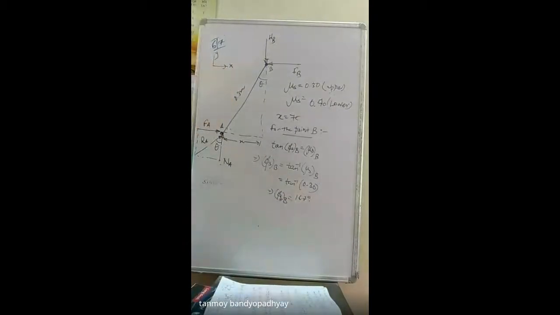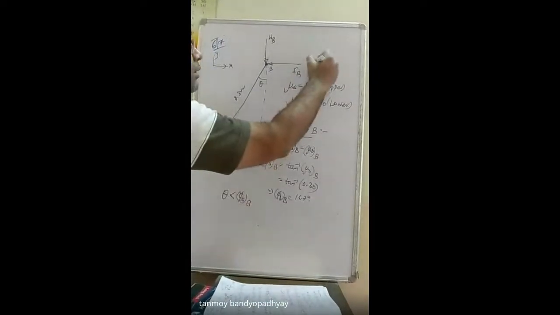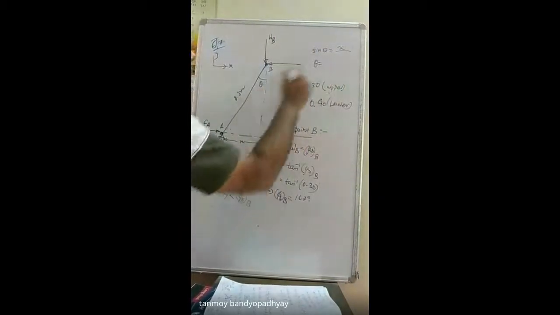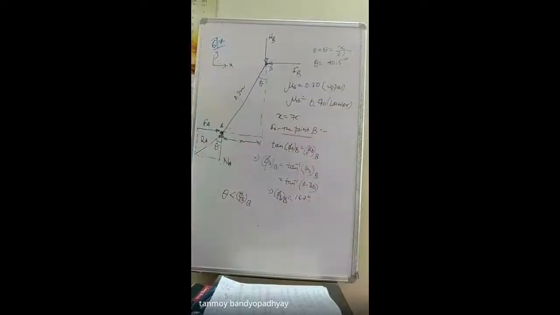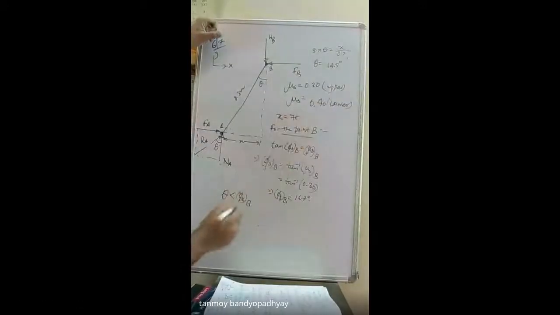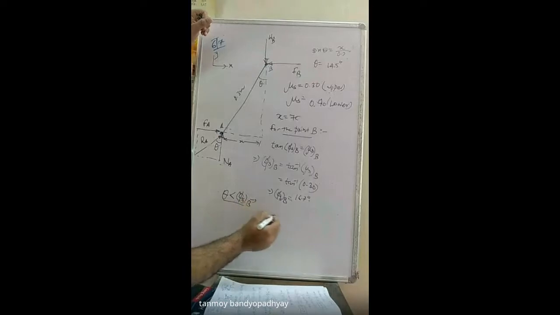16.7 degrees. So again you can see that theta is less than phi SB. Theta we calculated, right? What did we get for theta, based on sin theta equal to x by perpendicular by hypotenuse? 14.5 degrees, sir. Hence there will be no slipping of the bar at the point B also.